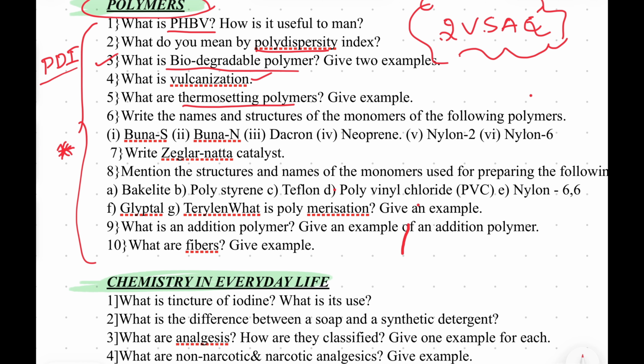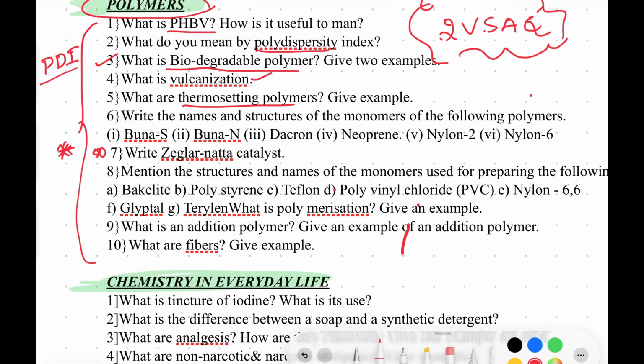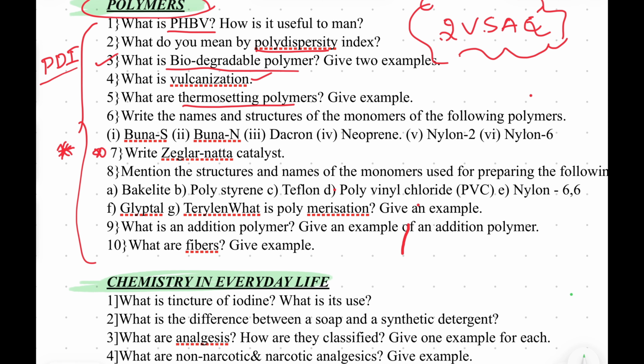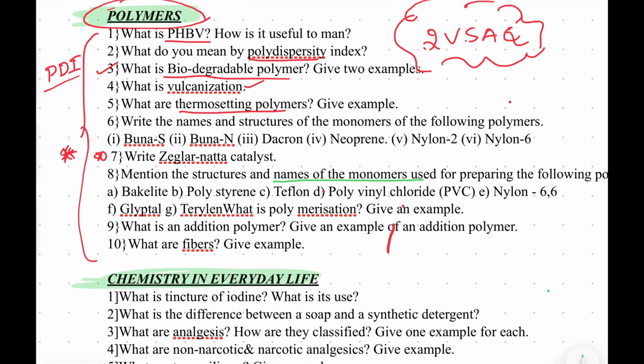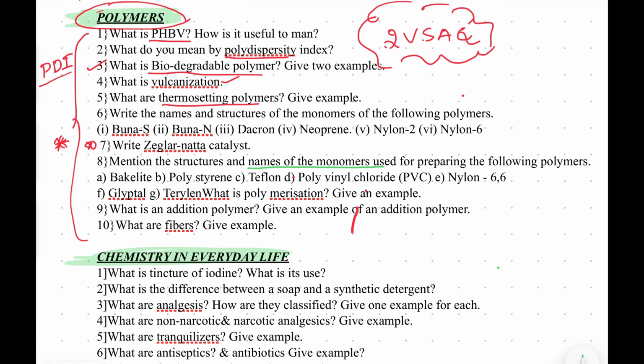Yeah. See this Ziegler-Natta, very important question. Next we'll go for this. Mention the structures and names of the monomers preparing the following polymers: Bakelite, polystyrene, Teflon, polyvinyl chloride (PVC), nylon 66.